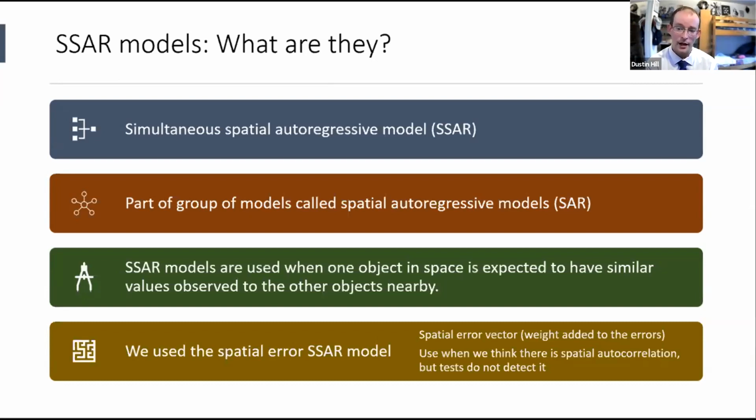And so we took the spatial weight and added it to the error component of the model. We chose to do this because while we did find autocorrelation for mercury, as I said, we didn't find autocorrelation for cadmium. However, because of spatial clustering of our observations, and I'll show you cadmium in a little bit, we suspected there to be autocorrelation even though we weren't detecting it. And so we chose the spatial error SSAR model to ensure our estimates were most robust, in case we weren't detecting something that might actually be there that our statistical methods may not be able to detect.